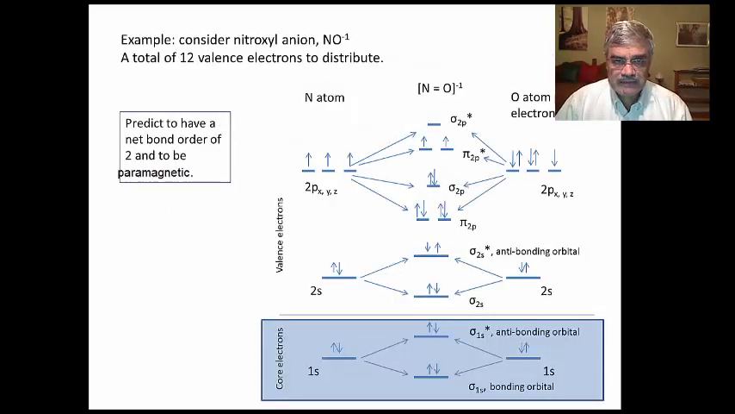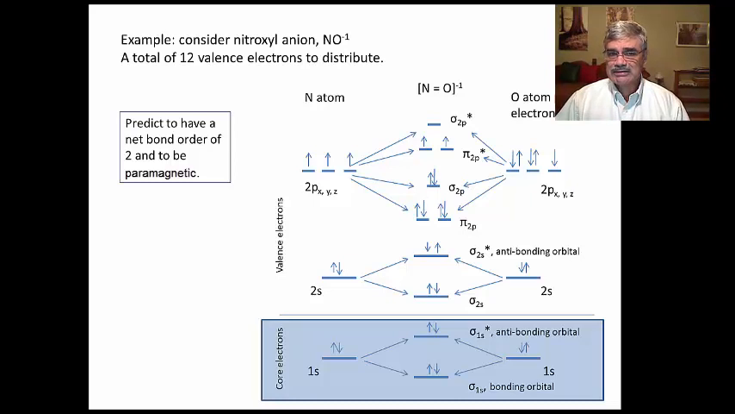And in this last slide, I give you an example of the nitroxyl anion NO-1, which has a total of 12 valence electrons. Now, when you're counting the valence electrons, if it's +1 or -1, you have to count the charge. If it's a -1 species, you have to add one more electron. If it's a +1 cation, you have to subtract 1 from the count of valence electrons.